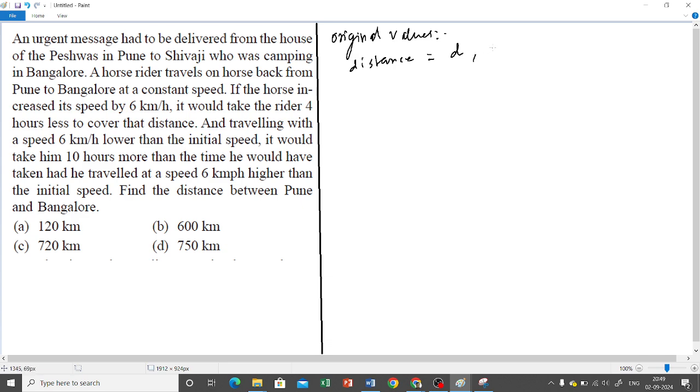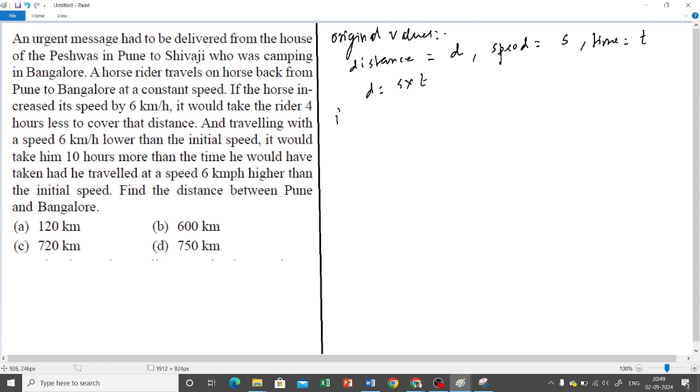Original speed is, say, s. Okay. And time is t. So d is equal to what? S into t.